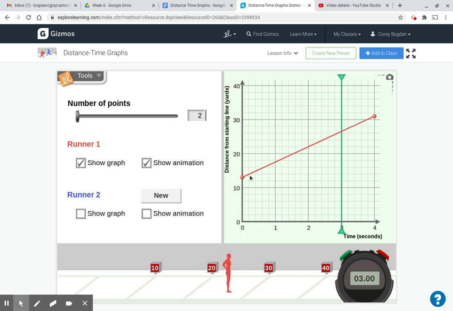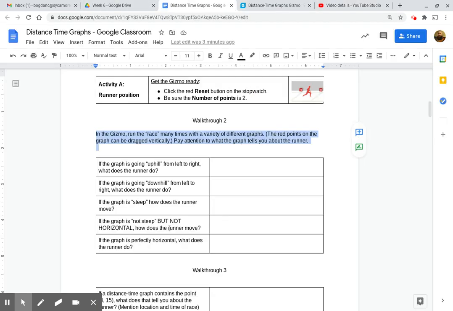So what I can create is what's called an uphill graph, where from left to right, the red line seems to be going up the screen or uphill. I can make it perfectly flat, okay? And I can also make the graph look like it's going downhill from left to right. So from left to right, as I move forward in time, I am kind of decreasing my distance. So we have to answer a couple of questions here on the gizmo. First one, if the graph is going uphill from left to right, what does the runner do?